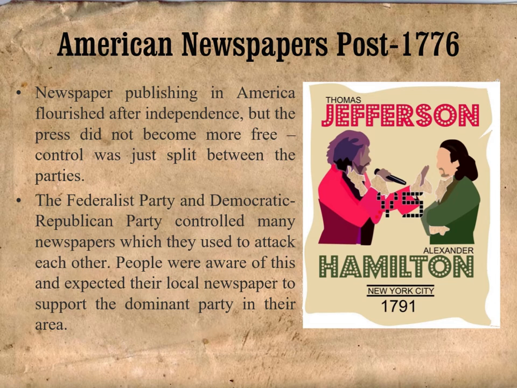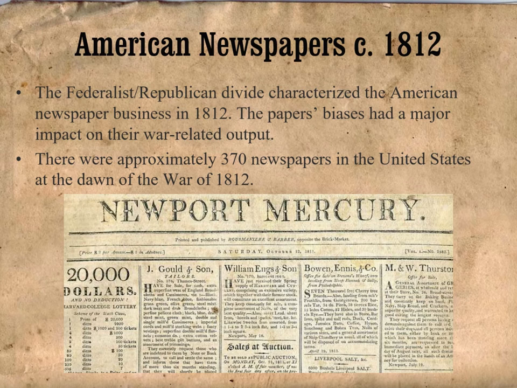People wanted to see the political bias that they held reflected in their local papers. So again, everybody would have really been aware that there were Federalist papers and there were Democratic Republican papers, and they chose the one that was most suitable for them. Now, at the time when the War of 1812 began, this Federalist and Republican divide was still very strong in the American newspaper industry, and that would end up having a major impact on what they would write and report about the war.